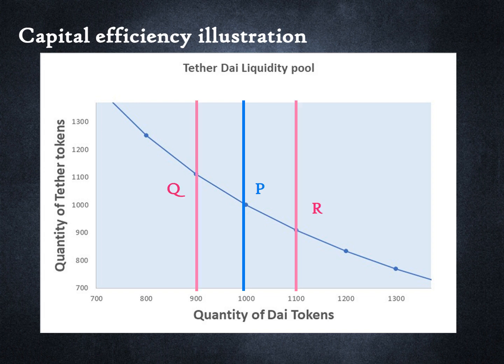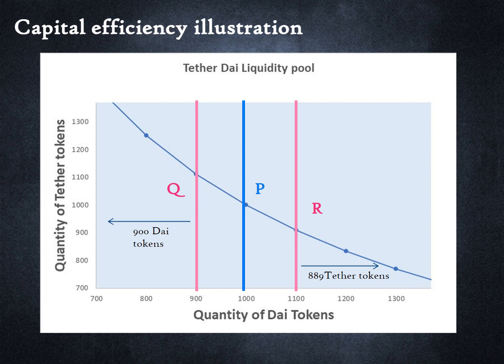Based on our previous illustration, we can conclude that there are 91 Tether tokens distributed along the curve between point P and R. Also, there are 100 DAI tokens distributed between point P and Q. But this also means there are 889 Tether tokens to the right of point Q and there are 900 DAI tokens to the left of point R. Next, we will reflect on why this is a problem.